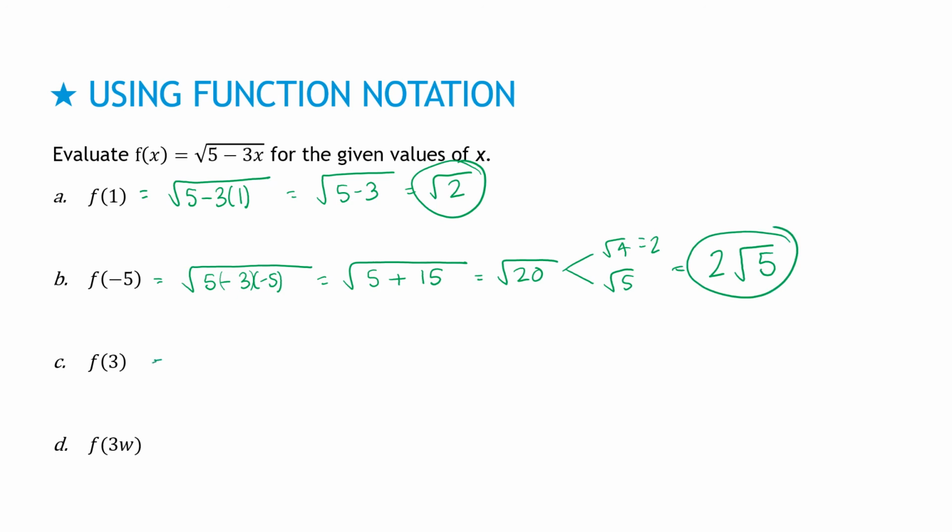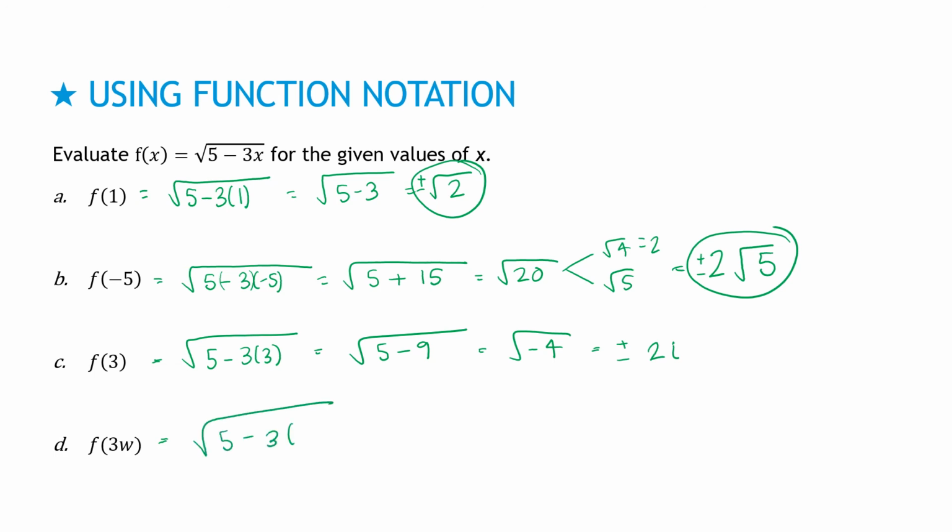For f of 3, I take 5 minus 3 times 3, which is the square root of 5 minus 9. 5 minus 9 gives me negative 4. The square root of negative 4 is plus or minus 2i. And I just realized I forgot my plus or minuses on all those guys. And then f of 3w says take 5 minus 3 times 3w, which is the square root of 5 minus 9w, and that's all you got. You stop right there because there's nothing more I can do because there's a w.